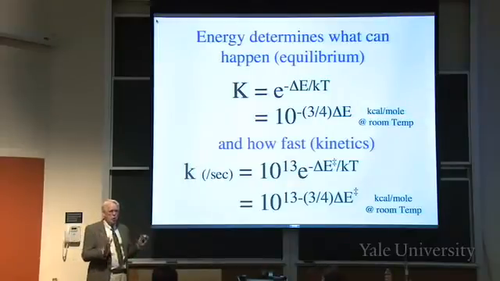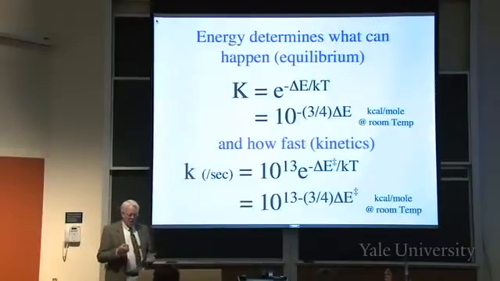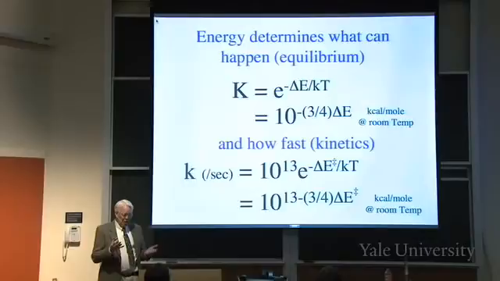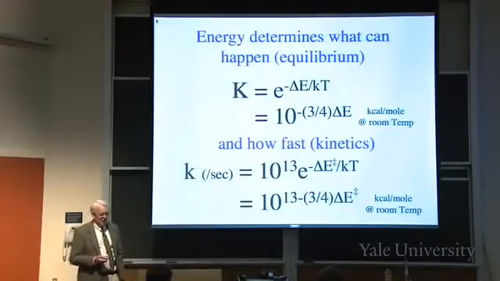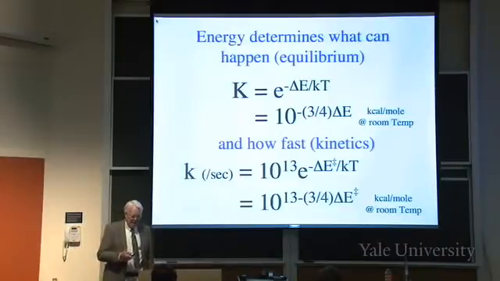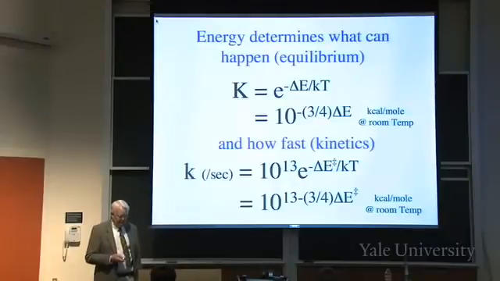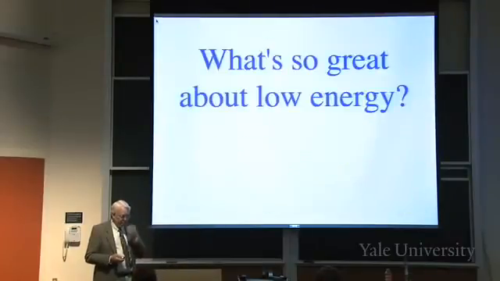Things always move toward equilibrium, right? So if the ratio of two things is something, but the equilibrium ratio is different, that ratio will always move toward the equilibrium if it's in isolation. But there's another equally important thing: how fast will it go there? And that, as we've seen before, can be approximated as 10 to the 13th per second times this same kind of factor relating to the barrier.